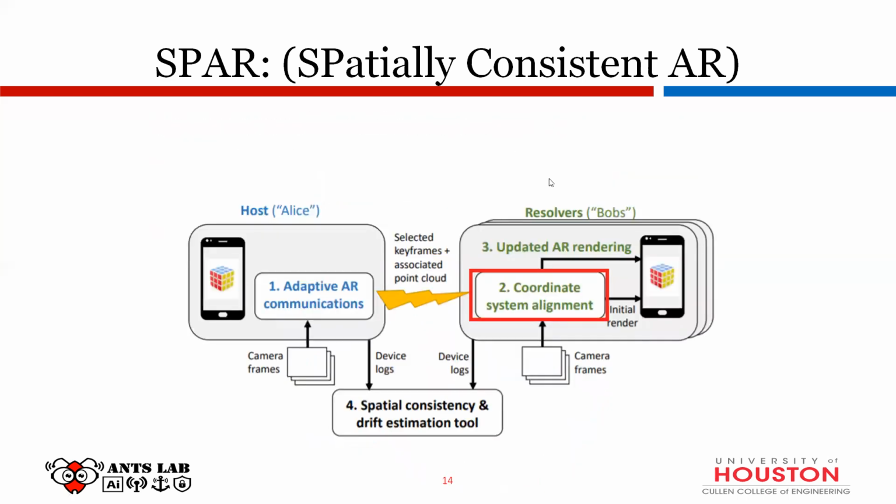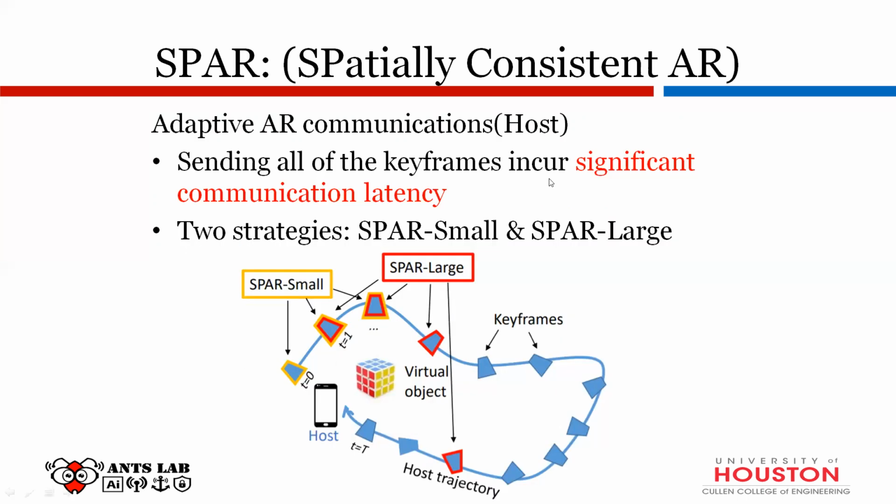Could you go to the first one? So SPAR small is to send a few frames when the virtual thing is created, right? That's SPAR small. The time, yeah, the time only relates to time. So SPAR large, you send out the frames around the time the thing is created.